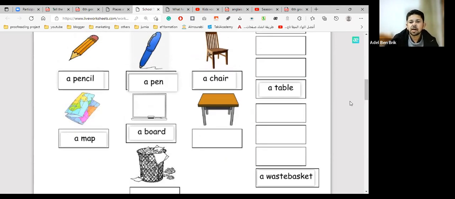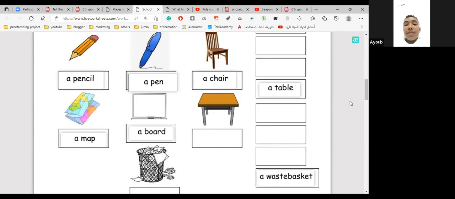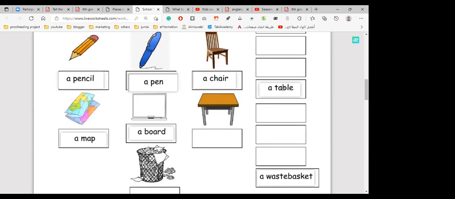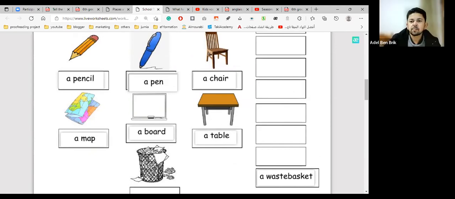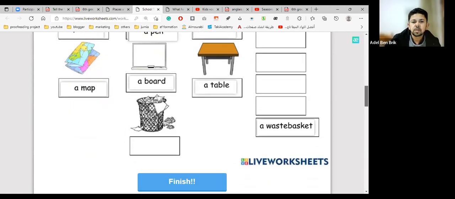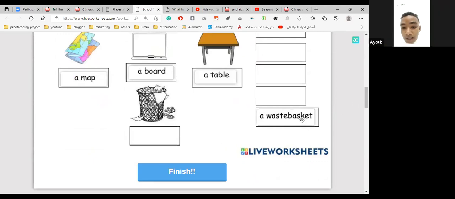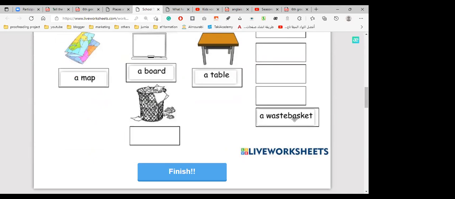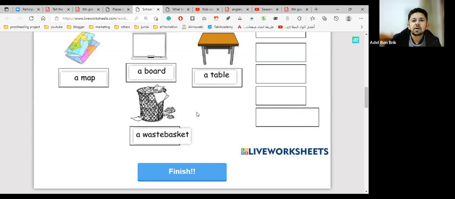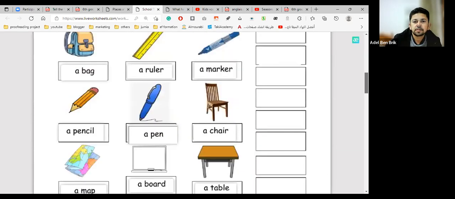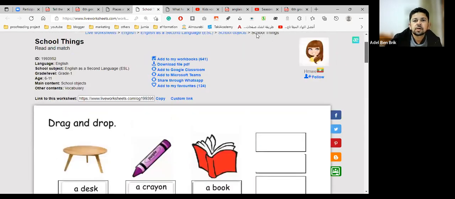Okay, next one. We have table or waste basket? Is it a table? Yes, it's a table. The last one, what is it? It's a waste basket. The waste basket is where we put our waste. Okay, very good. So this is an exercise about what we have in our school.